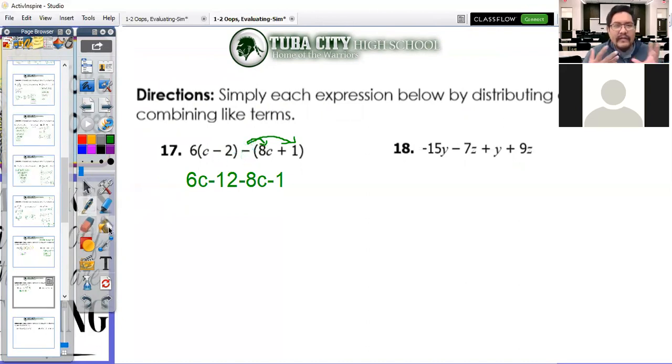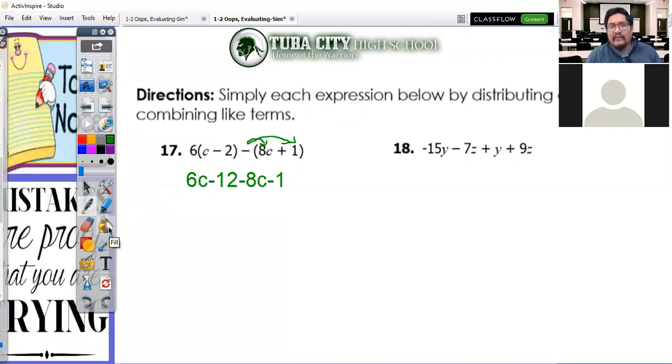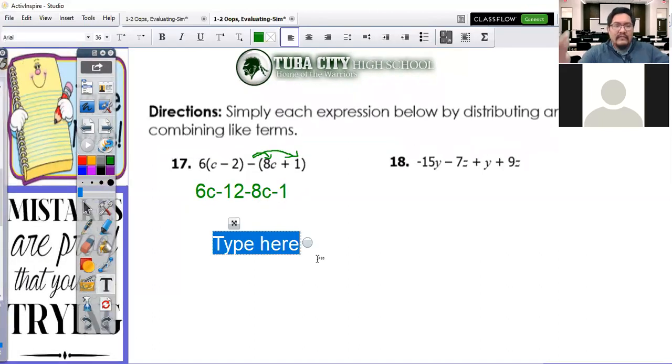Because it's kind of weird that we see negatives all on their own, but we can also think of a negative on its own like -1. So in this case, we have -1 times 8C and -1 times +1. So be careful with that. This is one of these things that I always see people mess up. They'll usually make the first number negative, but then the second number doesn't get the negative. So make sure you reverse the signs of everything in there. All right, so let's go ahead and move on now.